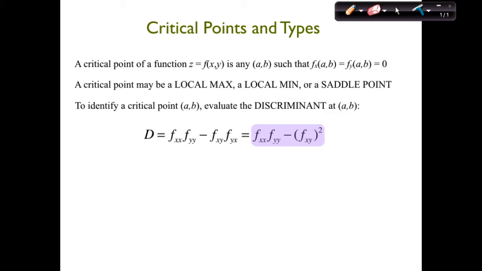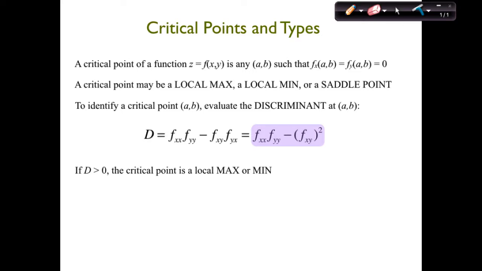So that's what we're going to calculate for each ordered pair (a, b) that makes the first derivatives equal to 0. This makes sense, since it has everything to do with second derivatives. That's just like Calc 1, when you had a critical point and used the second derivative to test what kind of critical point it was. This is more complicated because we have two independent variables, so we have this complicated formula based on second derivatives that tells us what kind of critical point we have.